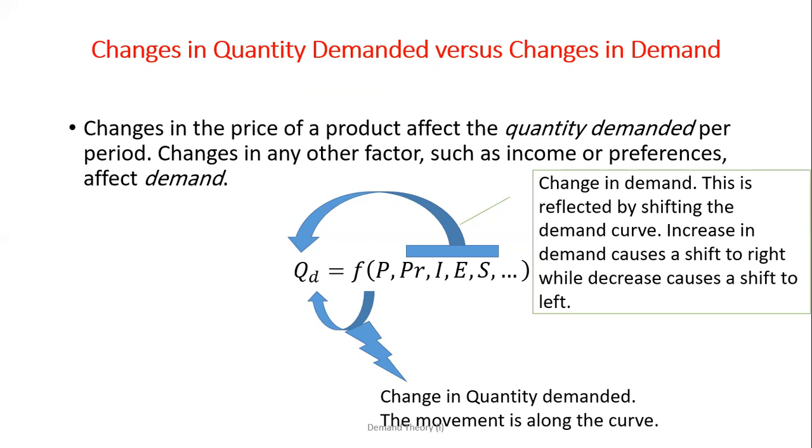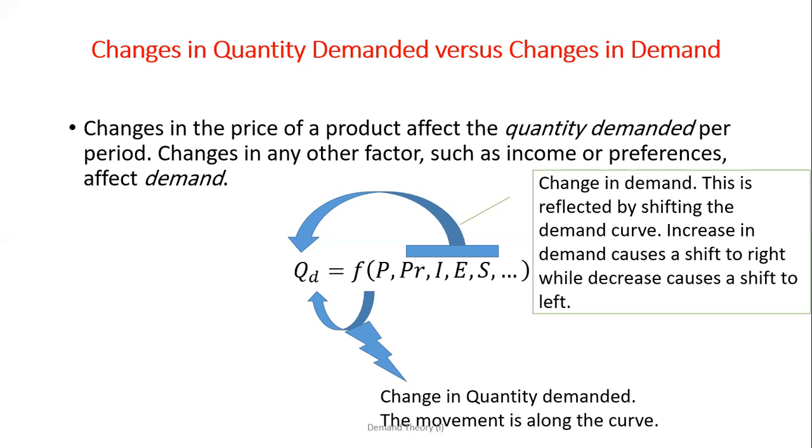So, making things simpler, change in quantity demand is when this change is because of change in price of that commodity. While if there is a change in quantity demand due to any other factor other than price, we say it is change in demand.